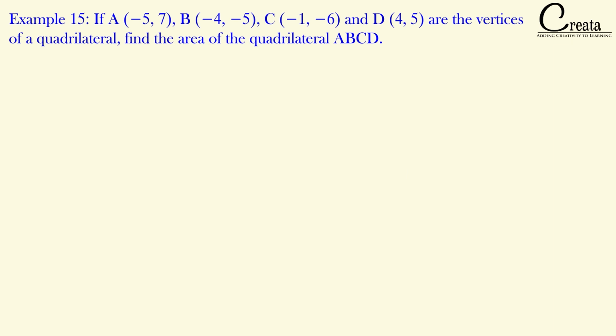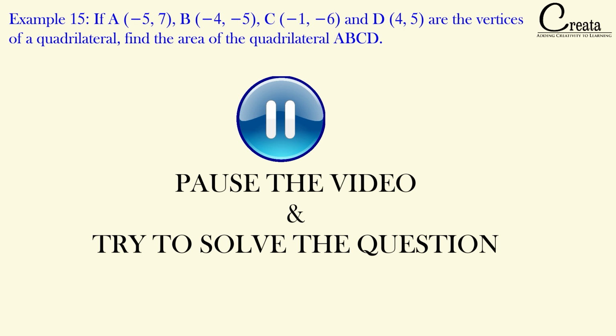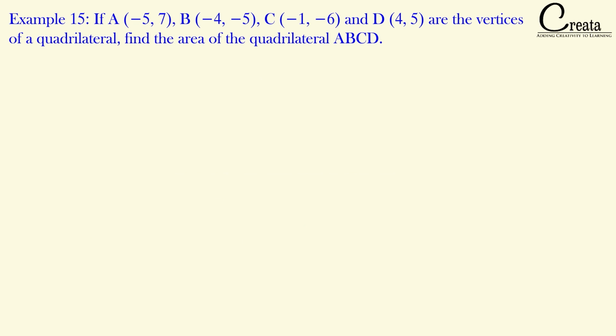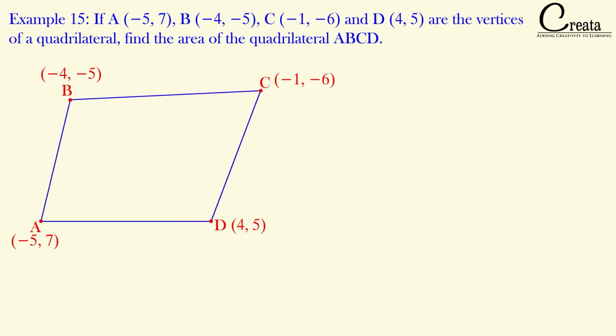If A minus 5, 7, B minus 4, minus 5, C minus 1, minus 6, and D 4, 5 are the vertices of a quadrilateral, find the area of the quadrilateral ABCD. Pause the video and try to solve this question. Okay, coming back to the question. Here in this question, the 4 points are given, which are given as the vertices of a quadrilateral. ABCD is a quadrilateral, and we have to calculate the area of this quadrilateral.